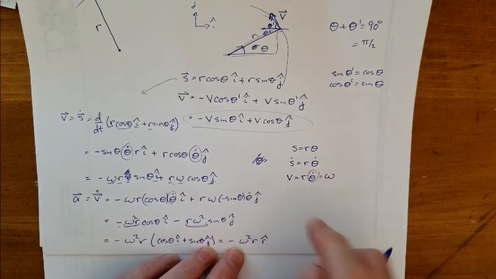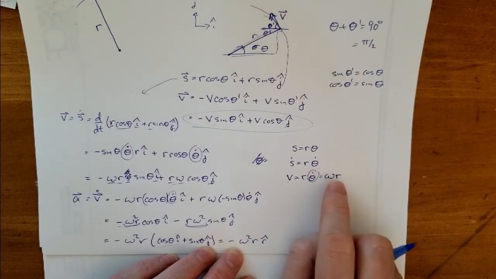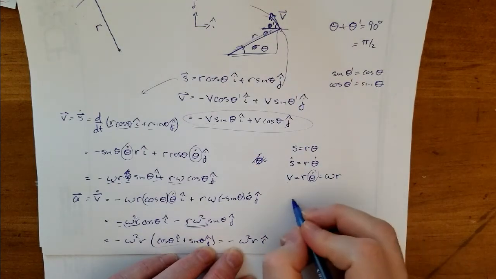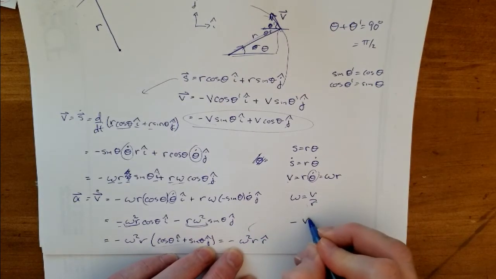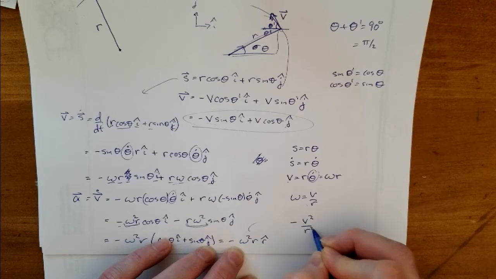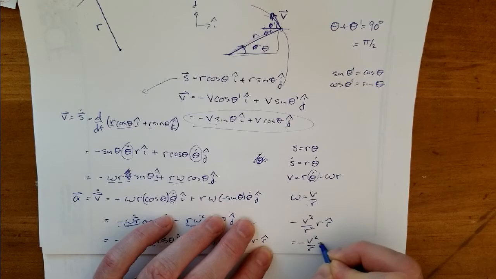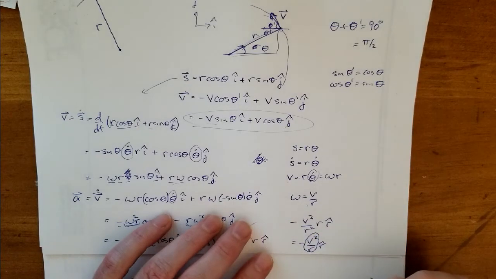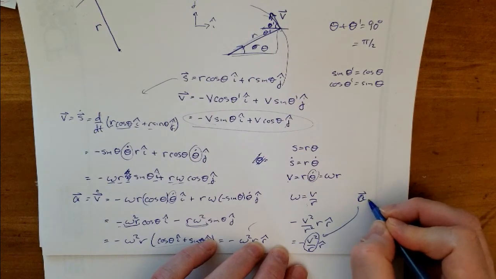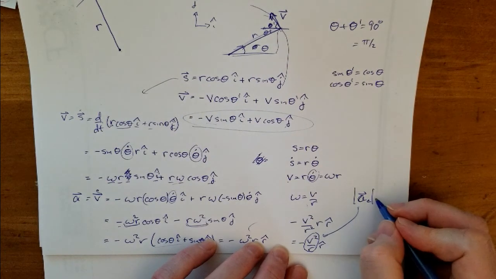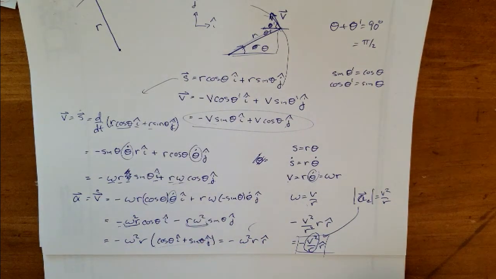I know that v is equal to r times omega, or omega times r. So omega is v over r. Pop that in here, and we get negative v squared over r squared times r hat, which is negative v squared over r, r hat. And that right there, v squared over r, is known as centripetal acceleration. I guess technically that is the magnitude of the centripetal acceleration, which is v squared over r. The whole thing is the centripetal acceleration.